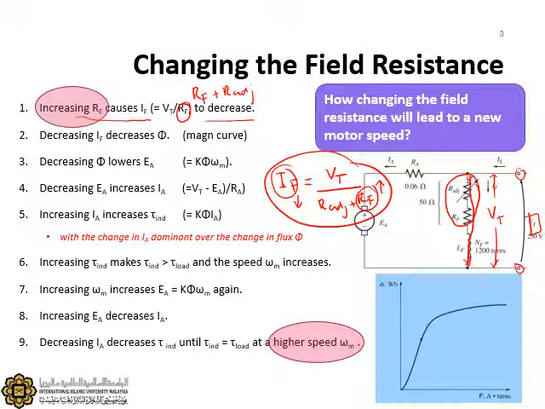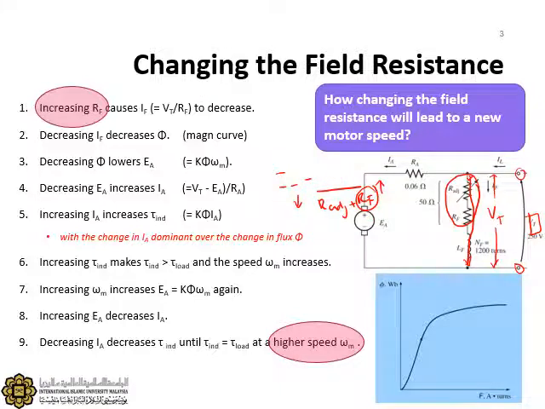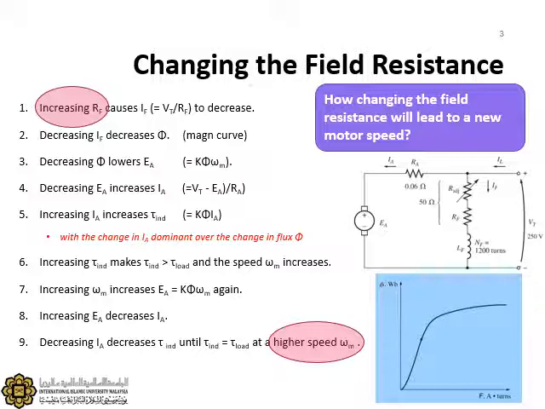Now let's have a look at the second one. What will happen after IF is decreased? Okay, let me delete all this first. Right. So now what will happen when IF is decreased?